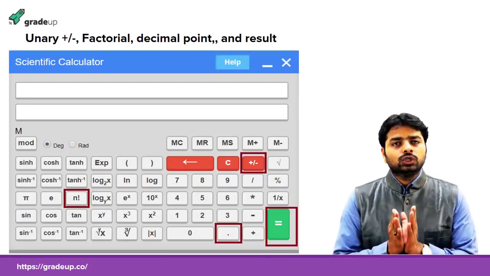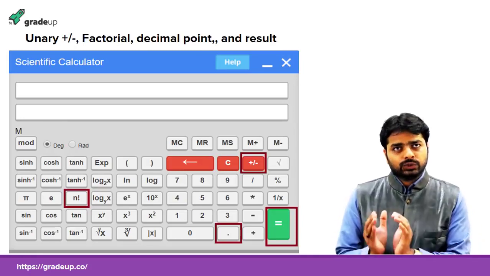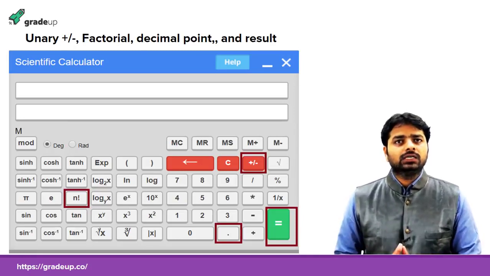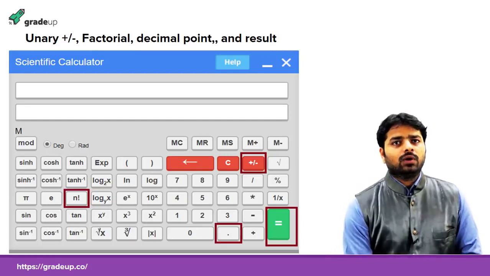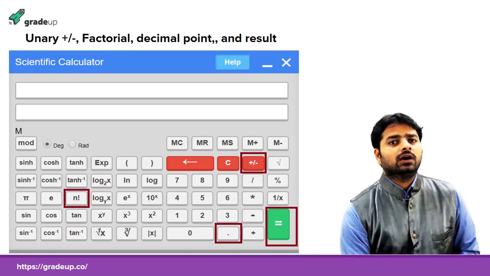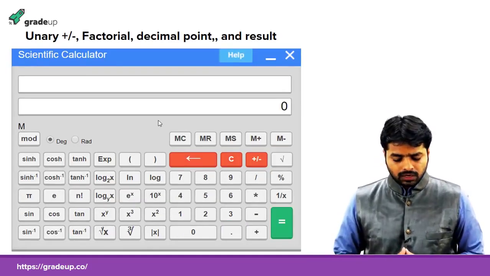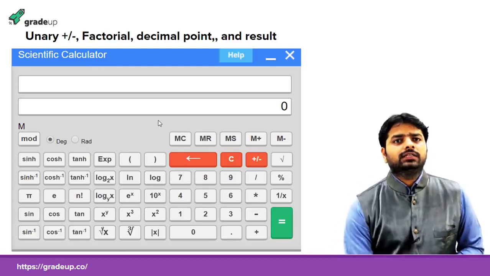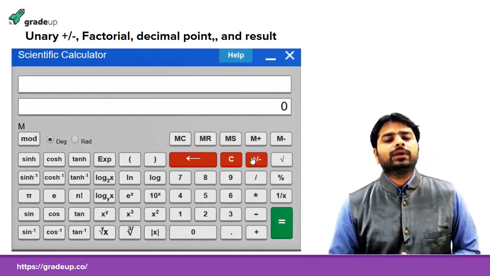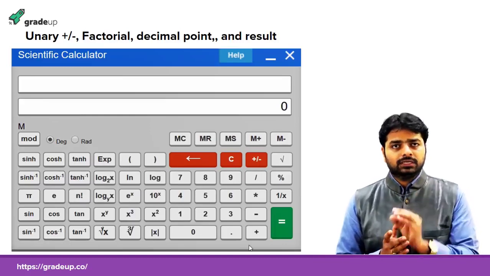Now I am going to show unary plus and minus, factorial, decimal point, and how to see the result. All of them you have marked here. There are 4 types of keys here. Now let's see the first one, how to perform the unary operation. If you want to perform a unary operation, you must press plus or minus after entering a number.